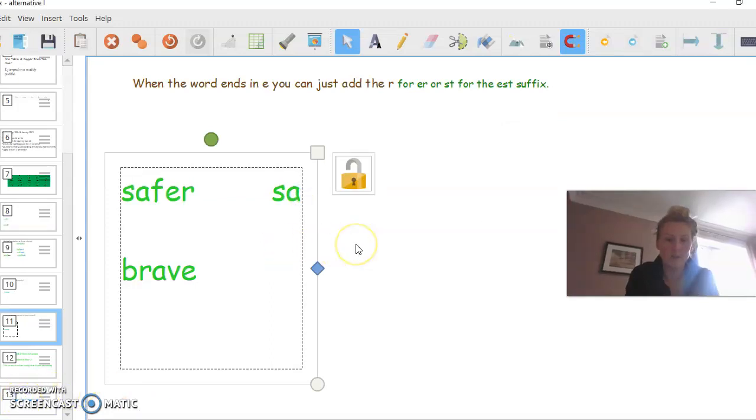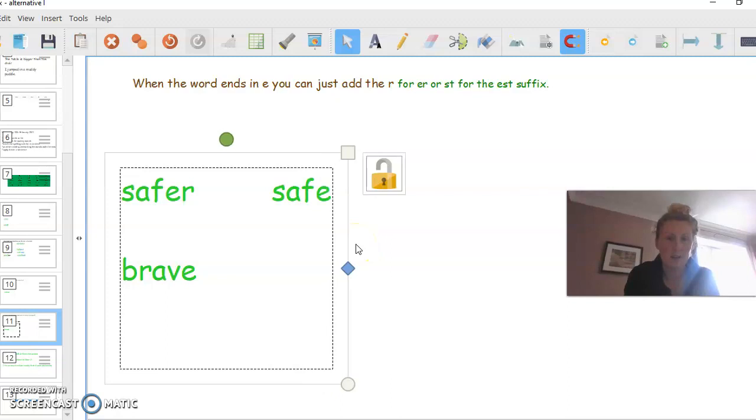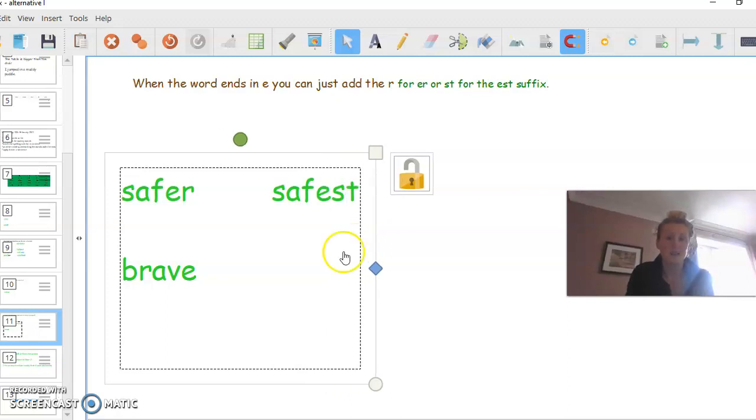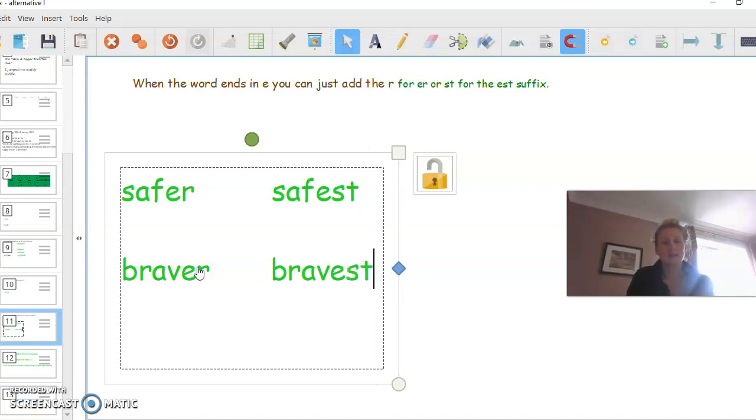Okay, let's do this one. Safer, safe, ST. Braver, so I just need to add the R to the end of that one. And bravest, I need to do... I've already got my E, so I just need to add ST. Braver, bravest. Safer, safest. Amazing work. So I hope you've written down some of those words now.